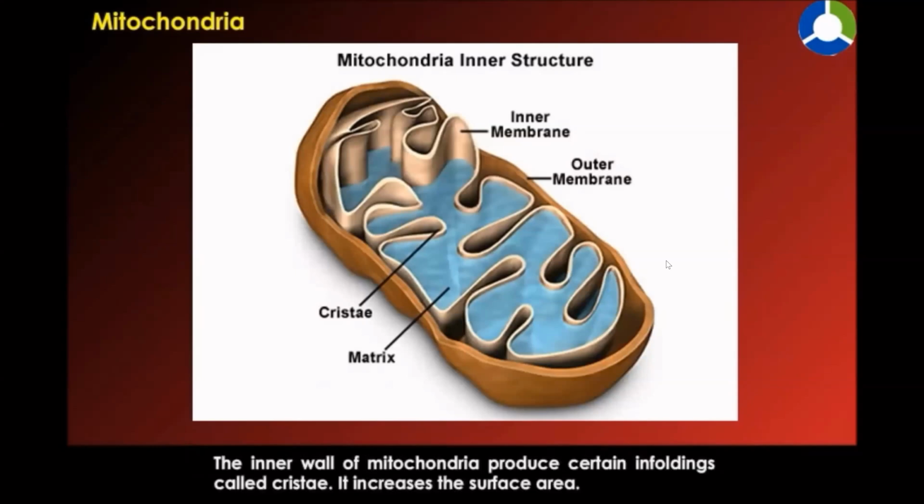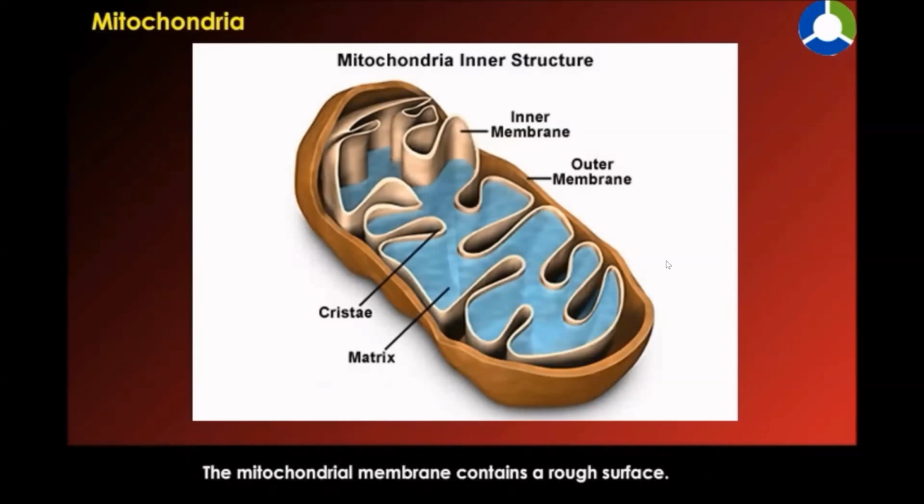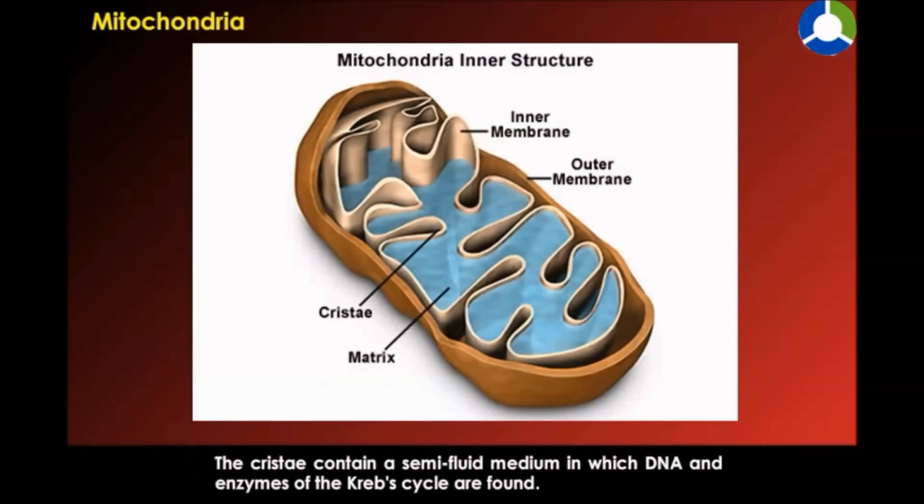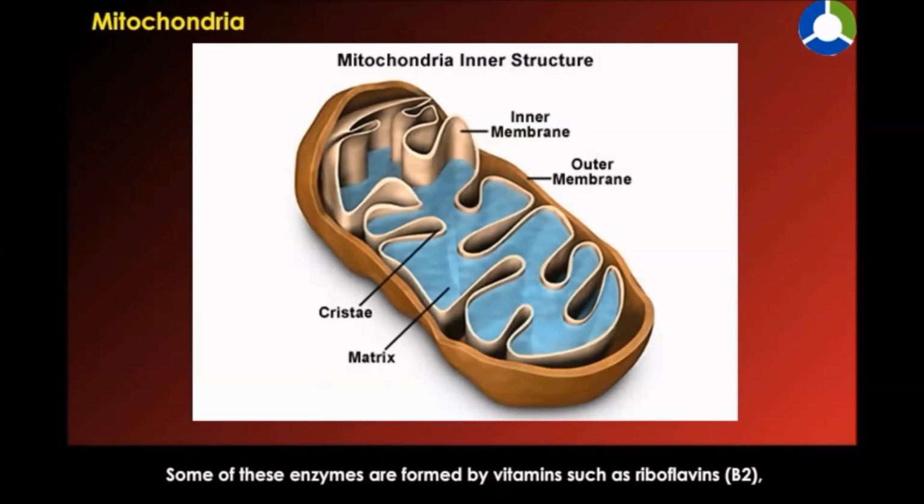The inner wall of mitochondria produces certain infoldings called cristae. It increases the surface area. The mitochondrial membrane contains a rough surface. The cristae contain a semi-fluid medium in which DNA and enzymes of the Krebs cycle are found. Some of these enzymes are formed by vitamins such as riboflavin (B2), nicotinamide (niacin), and pantothenic acid.